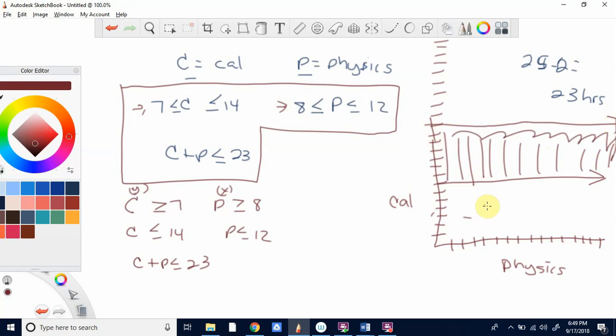Now let's look at P greater than or equal to 8. So that's 1, 2, 3, 4, 5, 6, 7, 8. So that's going to be a vertical line. Okay, and let's do a better color than this.